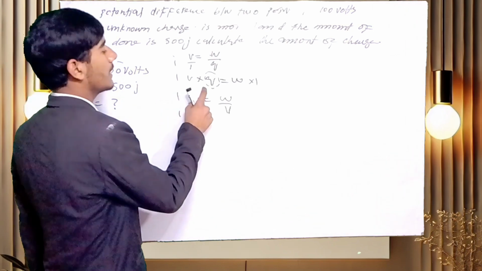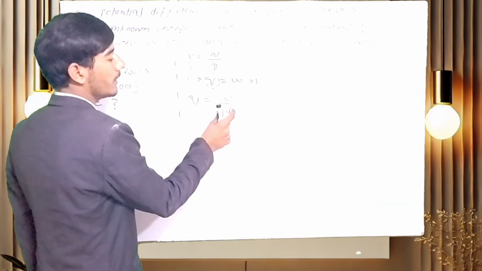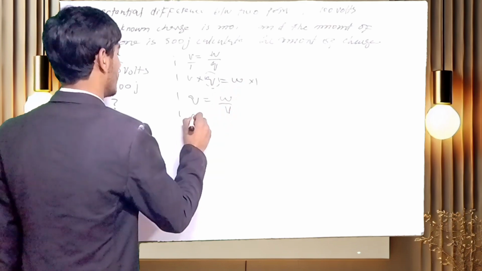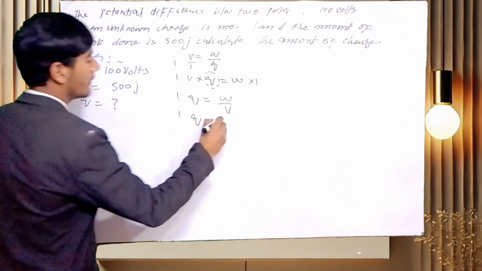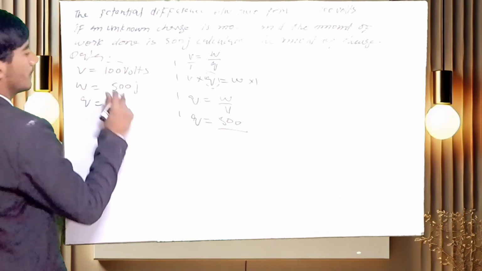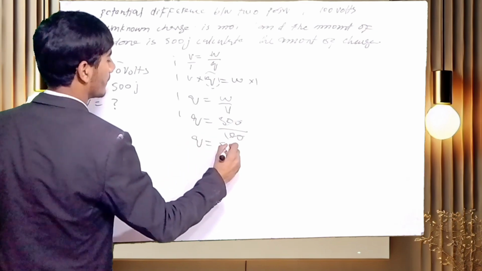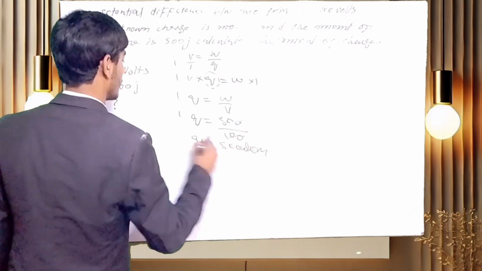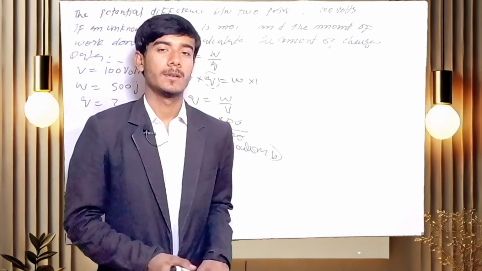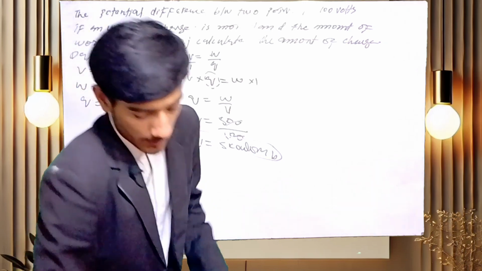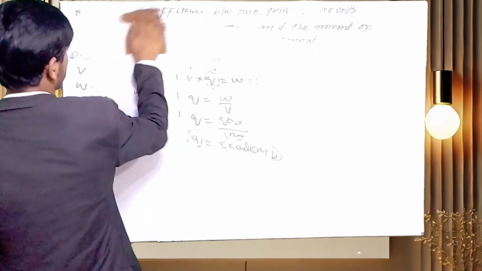Whatever quantity we are finding, we keep it on the left side. Now Q is equal to work. What is the work? Work is equal to 500 and what is the volt? Volt is 100. Zeros will be cancelled. Charge is equal to 5 coulomb. This is the final answer, that 5 coulomb is the charge that will be moved between the points.